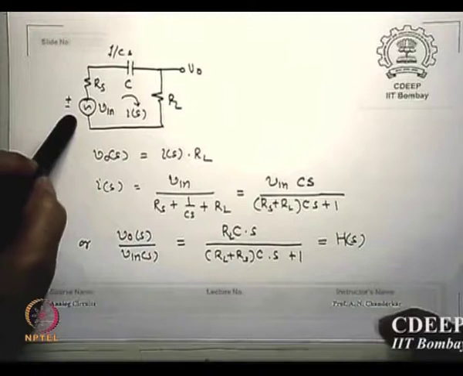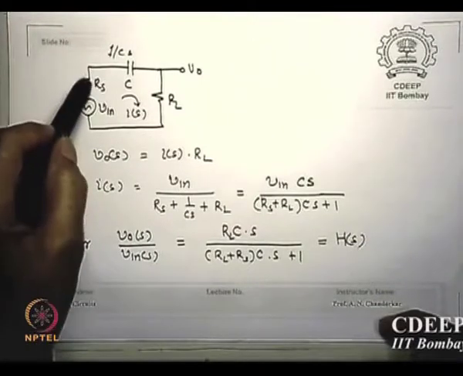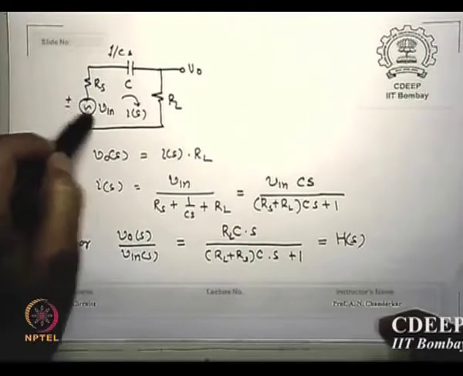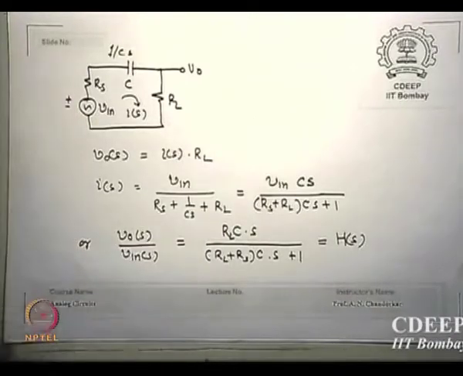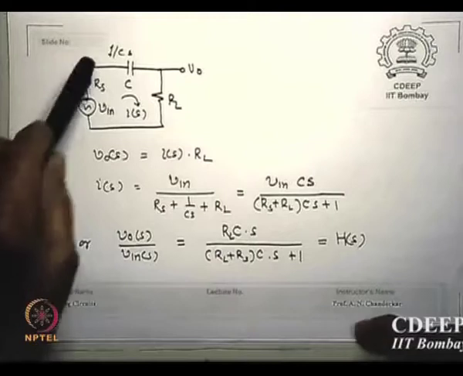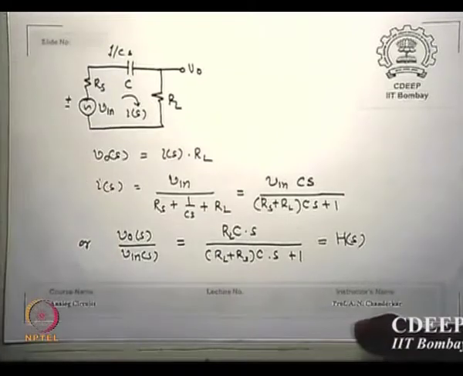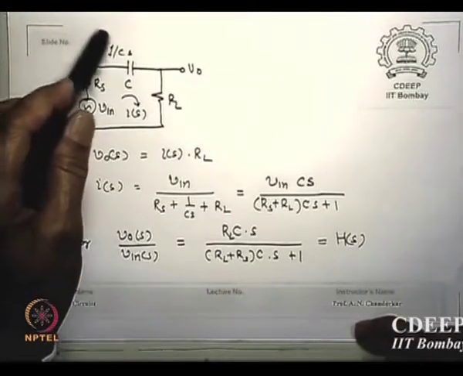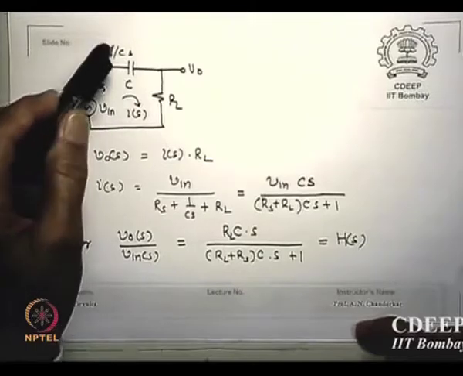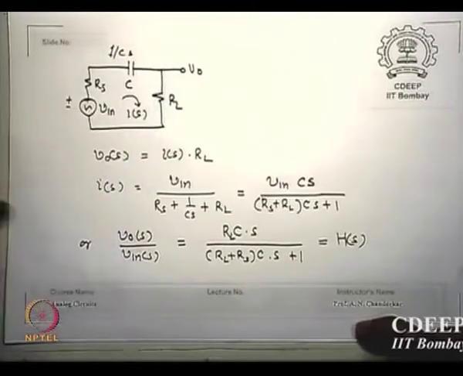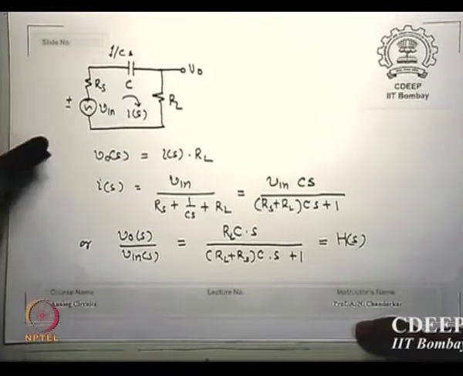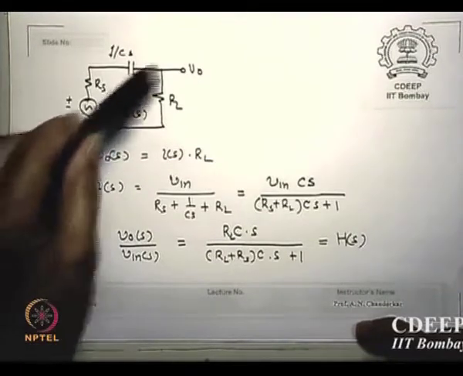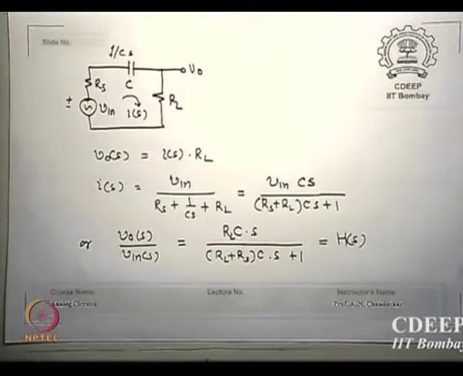There is the input Vin, AC, and a series source resistance RS, of course, since there is no MOS transistor. There is a capacitance C which has an impedance of 1 upon Cs, and there is a load RL. Let us say by Kirchhoff's law the mesh current is IS, and IS times RL is V0, a function of S. Is that correct?